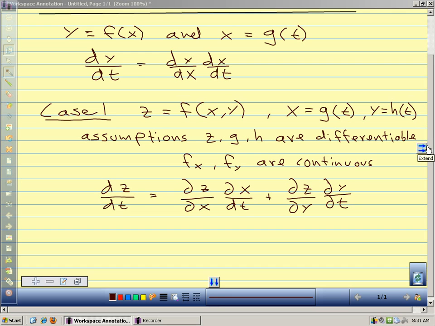So this is our first case where we have a two-variable function, and each variable is in turn a function of a single other variable. So x and y are some functions of t, some other single variable. So this is our chain rule for that case. Now we can have more complicated dependencies in our variables. So let's look at a case for that one. Any questions on this part? All right.